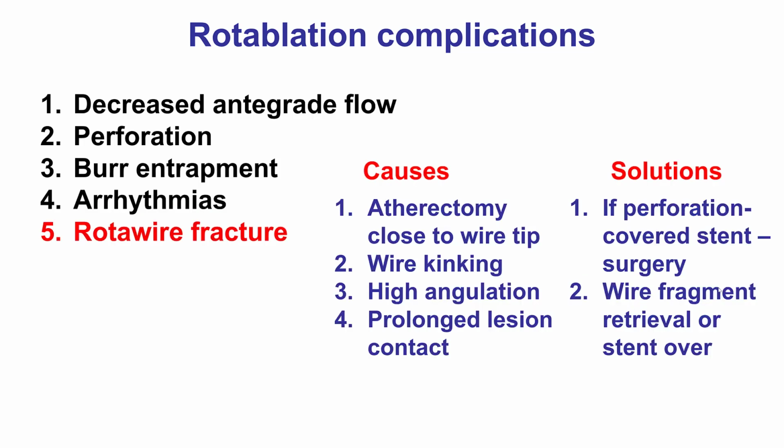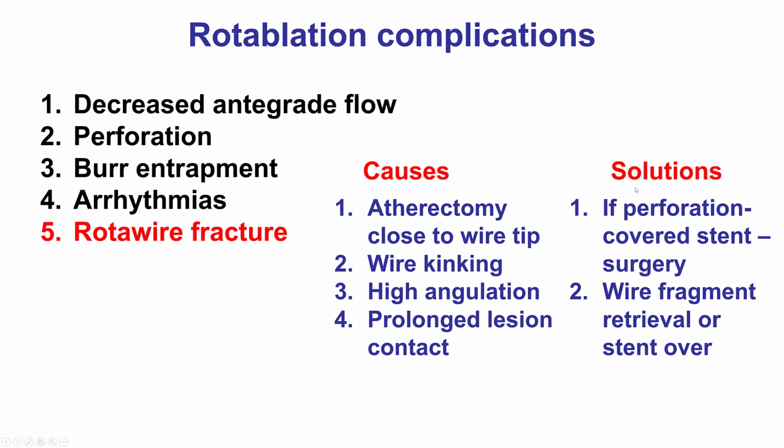Finally, the rota wire or the orbital wire can fracture. Factors predisposing to fracture are performing atherectomy, as we discussed before, close to the tip of the wire, atherectomy over a kinked guide wire, and that is why if the wire kinks, it should be removed and replaced with a new wire, performing atherectomy in tortuous angulated lesions, and having prolonged lesion contact. I will show a video that illustrates that.